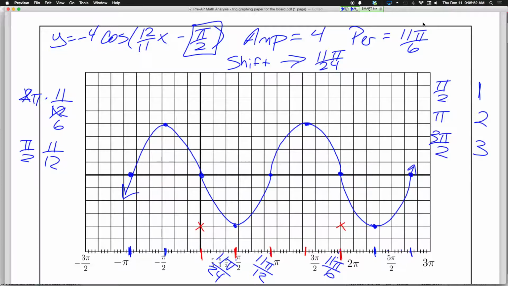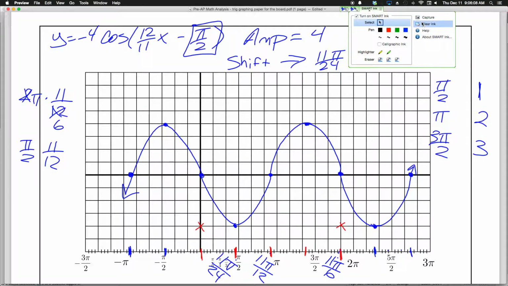So, get your amplitude, period, get your shift, figure out where you would start before you move, mark your period, figure out how many period marks you need to move in which direction, move your start and stop, and then sketch your graph. Next one.